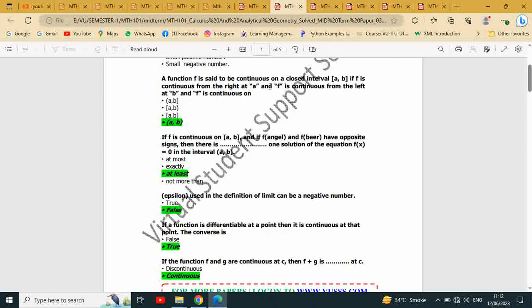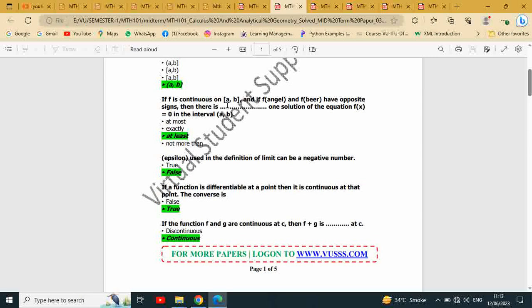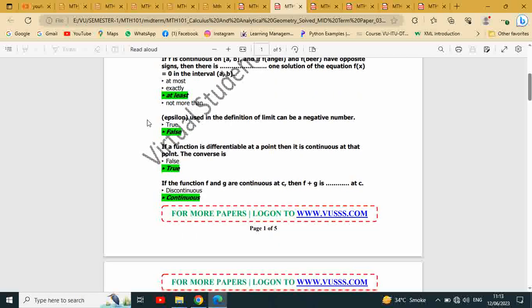A function f is said to be continuous on a closed interval [a, b] if f is continuous from the right at a and f is continuous from the left at b. If f is continuous on [a, b] and f(a) and f(b) have opposite signs, then there is at least one solution of the equation f(x) = 0 in the interval [a, b].